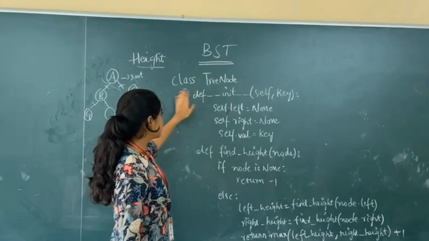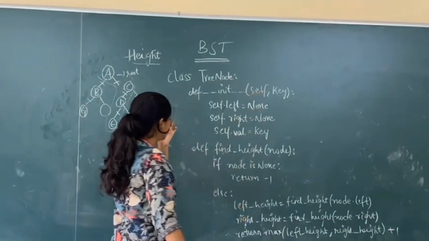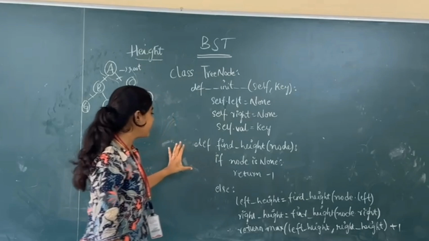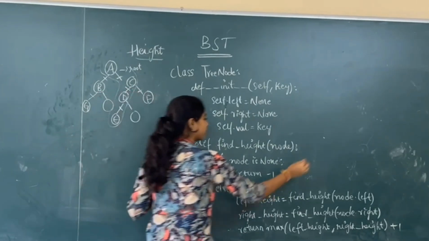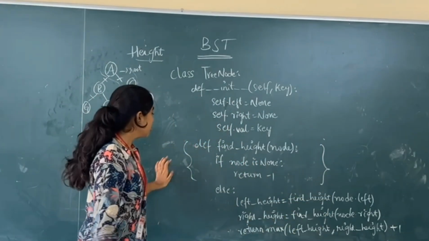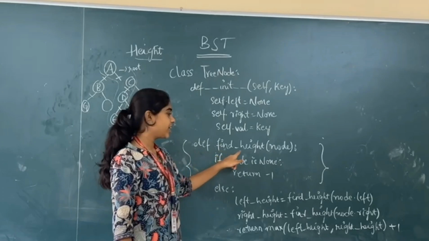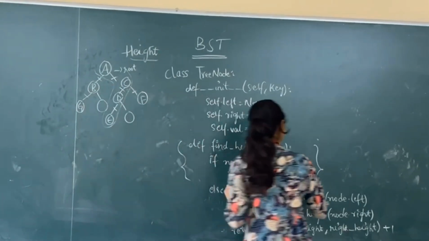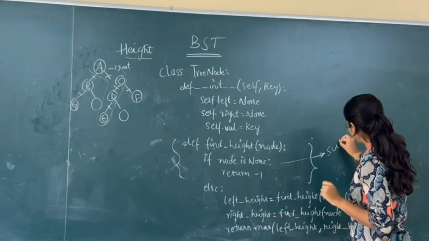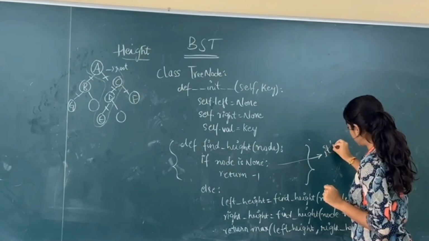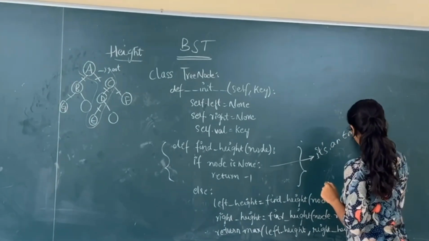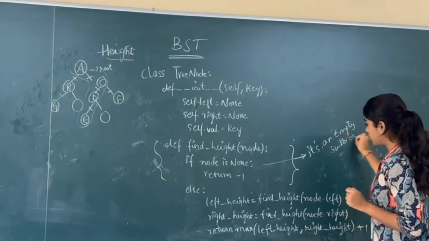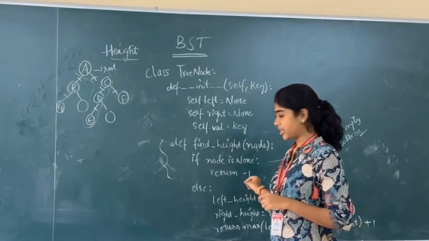Now we declare a class Node. And now we set self dot left equal to None and right equal to None. And then we find the base case of the height of the tree. Here we declare find height of the particular node. If node is None, here the subtree is empty, or it is an empty subtree. If it is an empty subtree, then it returns -1.